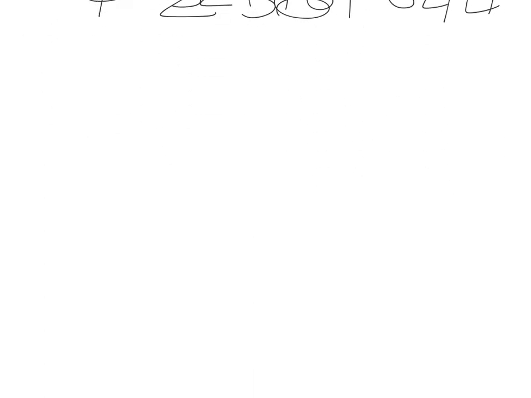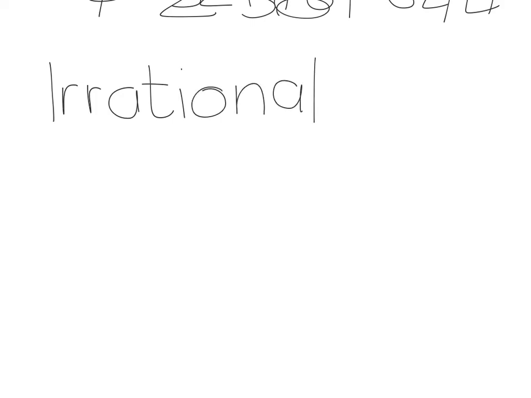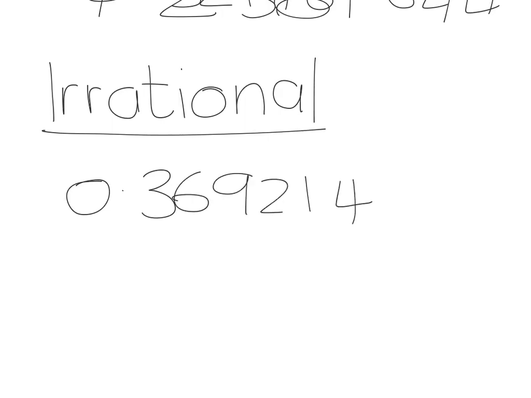The next one we've got here is an irrational number. Now, this falls underneath the non-terminating. If someone's irrational, they don't make sense. So if your number was 0.369214, there's no pattern in that. It carries on and on and on. You can see that is an irrational number.